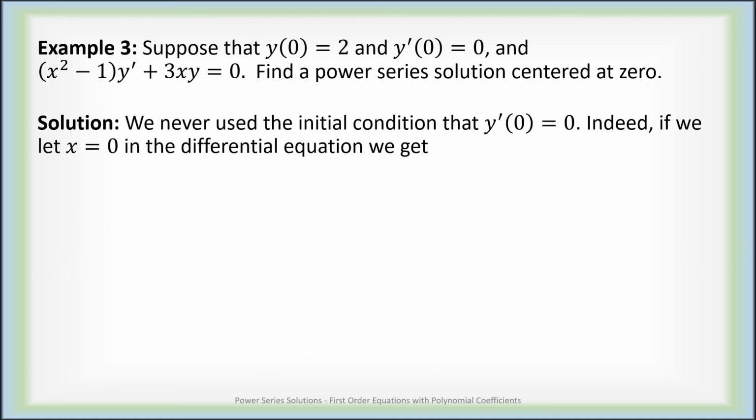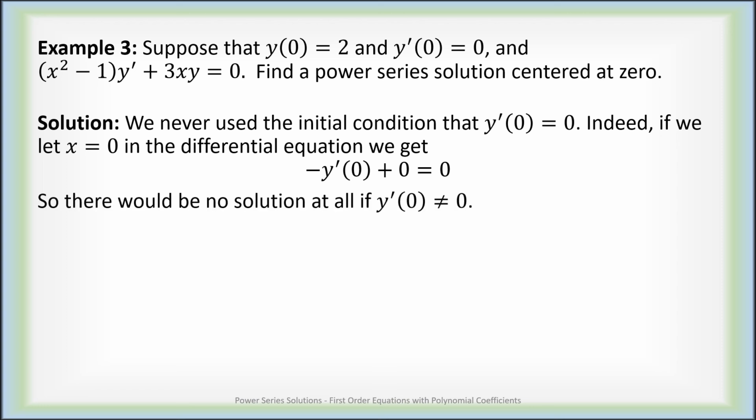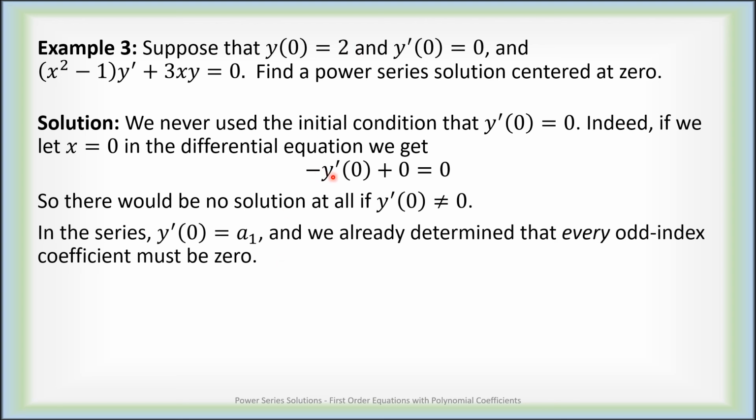Now we actually never used the initial condition that y prime of 0 was 0. That was in here as one of our initial conditions, and we haven't used it. Indeed, if we had let x equals 0 in the differential equation, we would get negative y prime of 0 plus 0 equals 0. Then there would be no solution at all. If y prime of 0 was anything other than 0, then this line here couldn't have been true. So this information that y prime of 0 is 0 wasn't really useful to us. It was absolutely necessary for a solution to exist at all.